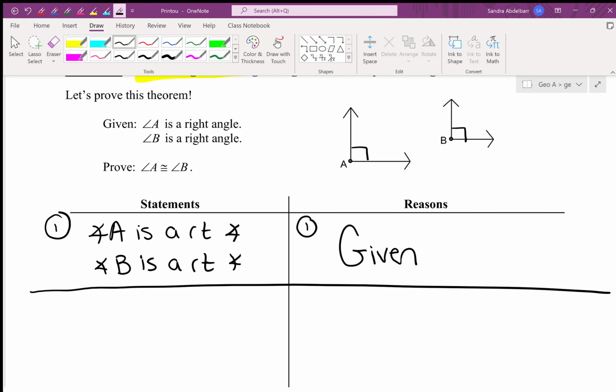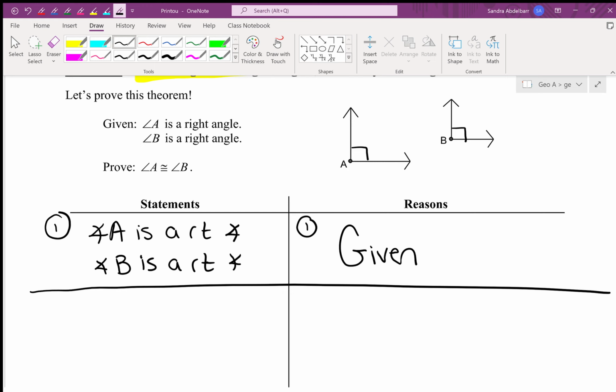So now we have angle A is a right angle and angle B is a right angle. We want to prove that angle A is congruent to angle B. Well, didn't we just learn a theorem? What did that theorem tell us? Caleb? Excellent. If two angles are right angles, then they are congruent. Isn't that what we want to prove? In our proof, did we tell the reader that we have two right angles? Yes, we showed that we have two right angles.